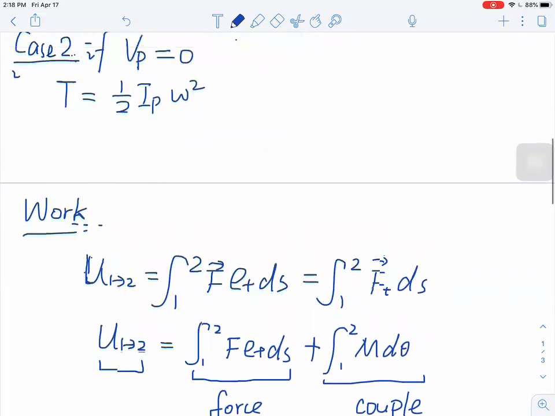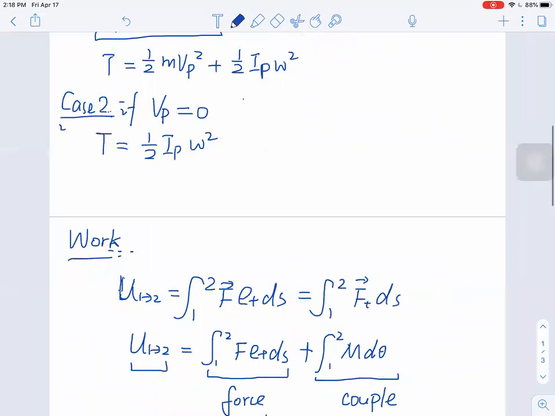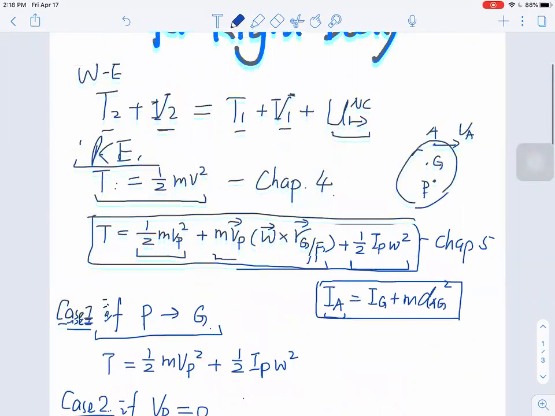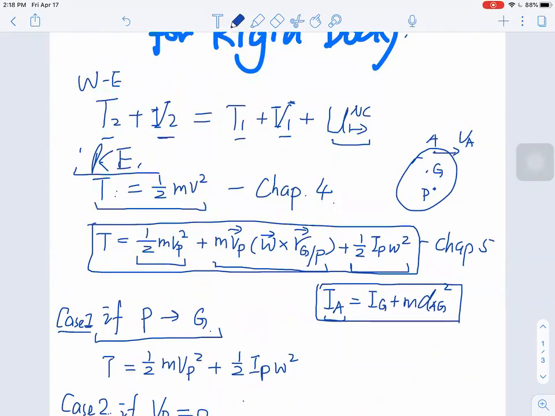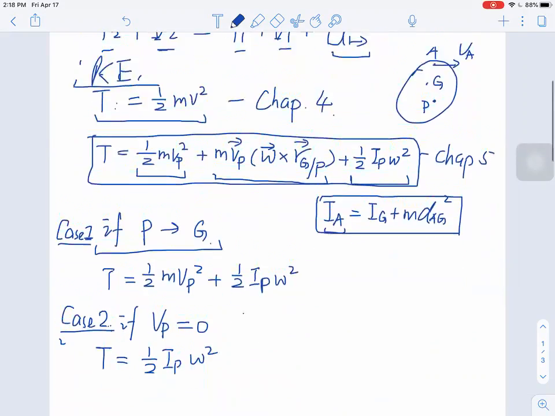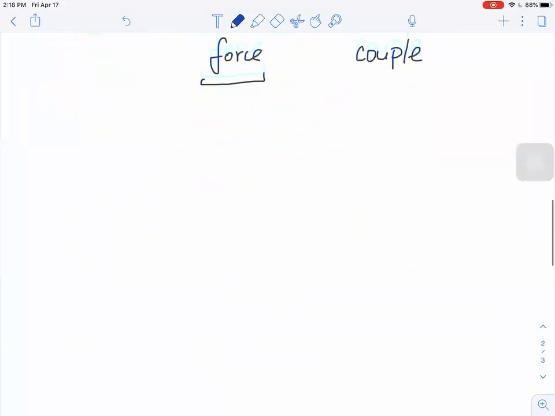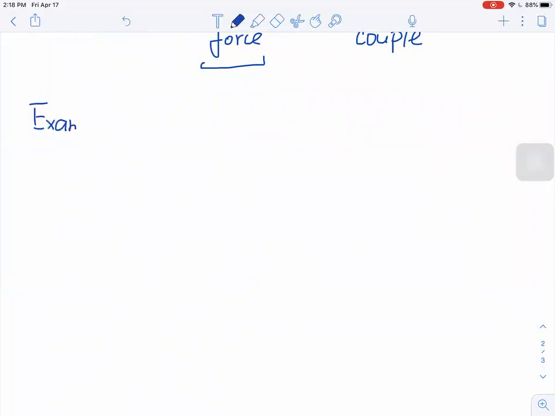So those are the main differences in rigid body problems that are different from what you learned in work energy in particle. Now let's look at an example.